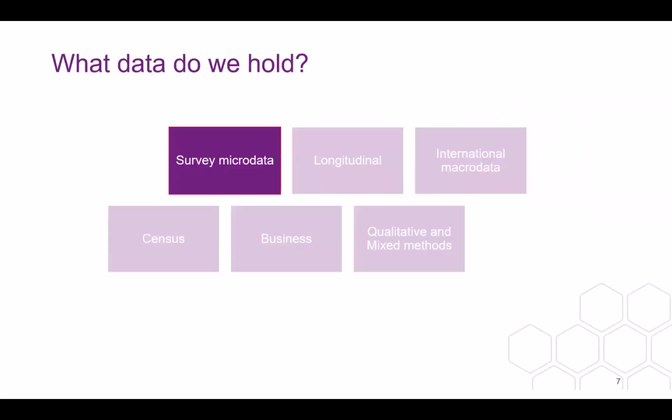What data do we hold? We hold 6 main types of data at the UK Data Service. The one we're going to focus on today is, of course, survey microdata. But we also hold longitudinal data, so data that follows individuals over their lives to be able to track changes throughout the life course. We also hold international macrodata, so that's higher level data from different countries, allowing you to compare things such as the number of women in seats in parliaments across the world, life expectancy, poverty rates, etc.